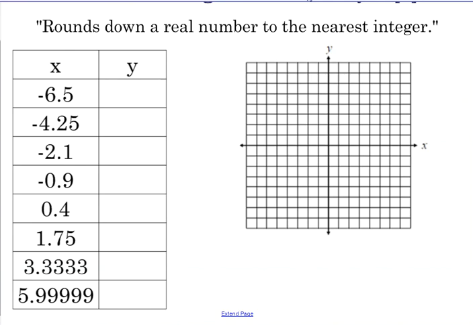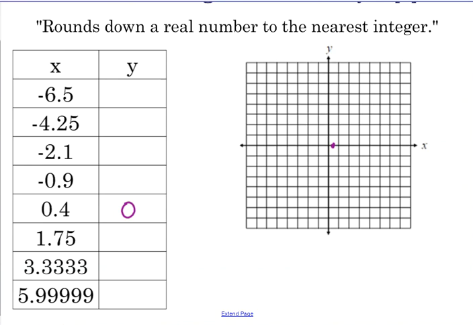And yes, this is not your traditional looking table, and it's on purpose, because if we use whole numbers, those are the integers. So for example, 0.4, we round it down to the nearest integer, so that is going to round down to a value of 0. So where x equals 0.4, we have a y value of 0.